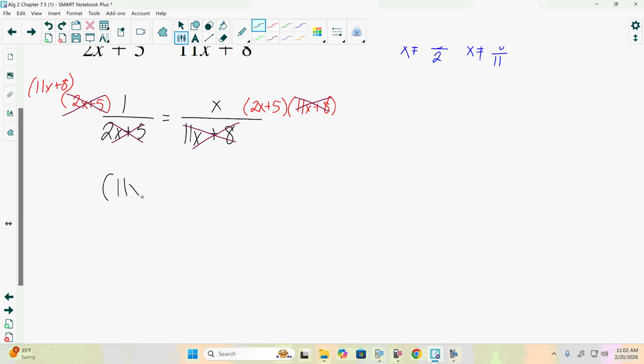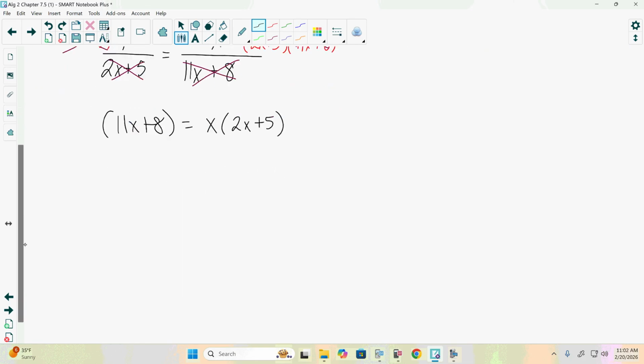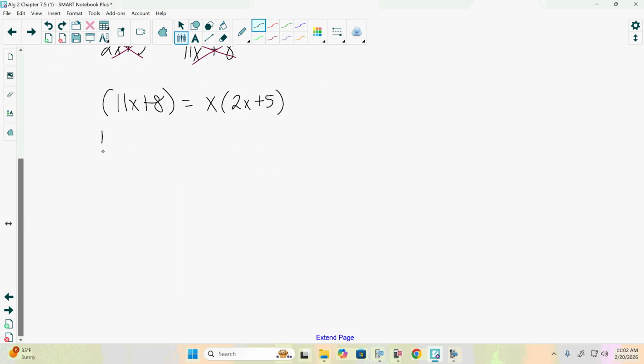On the left-hand side, we have the 11x plus 8 being multiplied with 1, which is just going to be our 11x plus 8. On the right, we have the x and 2x plus 5 being multiplied together. Now the left-hand side is kind of nice. It's just going to be 11x plus 8, because that's all that's left. On the right-hand side, we're going to have to distribute this x. X times 2x is going to be 2x squared. X times 5 is 5x.